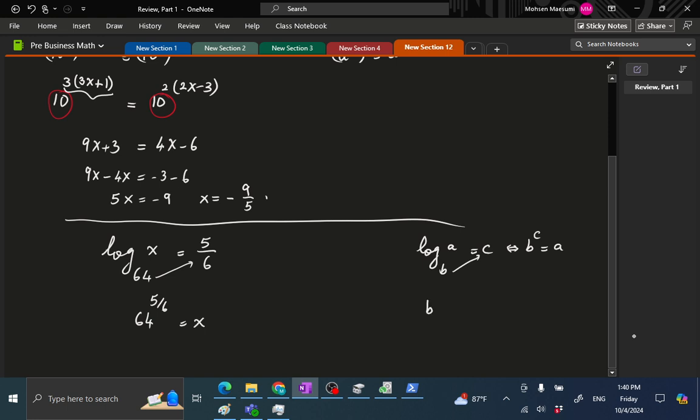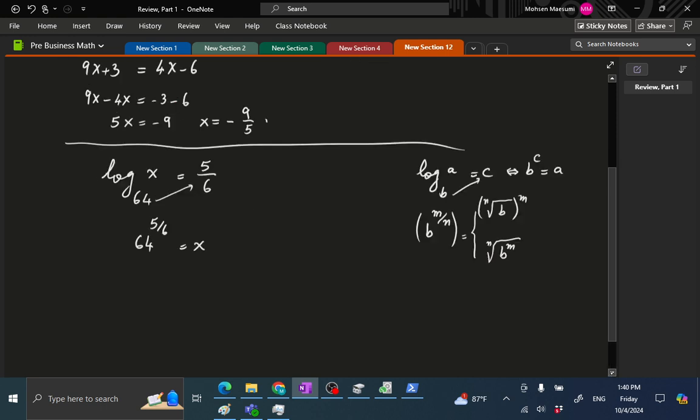Now what does it mean to take a number and raise it to the power of a fraction? You can do it two ways and they are the same. You can take the nth root of b and then raise it to the power of m, or you can take b, raise it to the power of m, and then take the nth root of it. Either way.